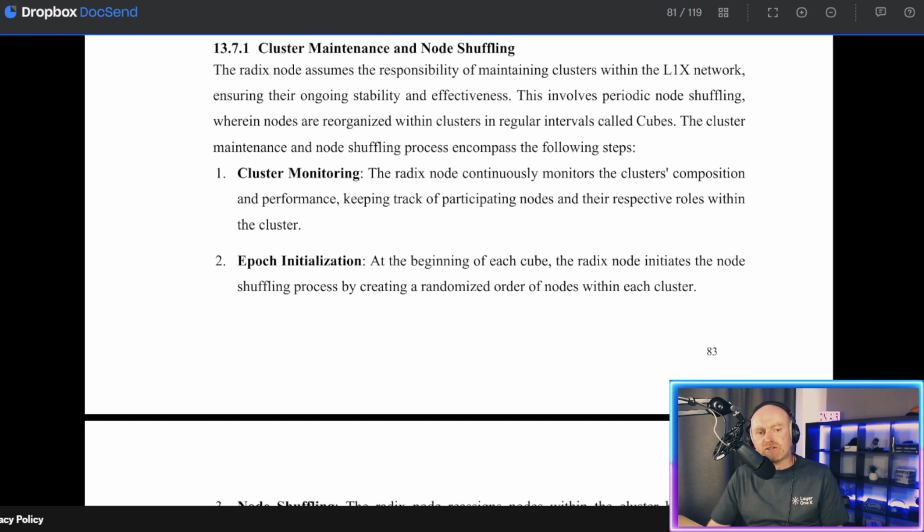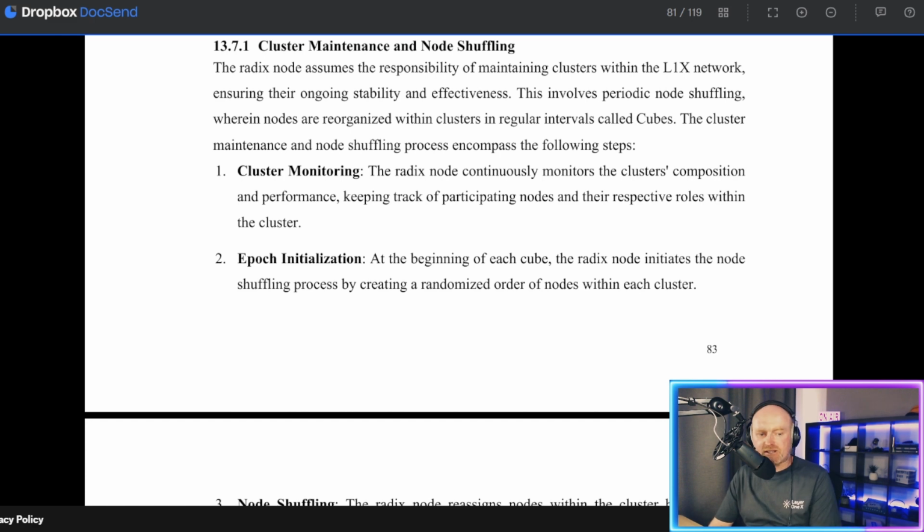13.7.1. Cluster maintenance and node shuffling. The Radix node assumes the responsibility of maintaining clusters within the L1X network, ensuring their ongoing stability and effectiveness. This involves periodic node shuffling, whereby nodes are reorganized within clusters at regular intervals called cubes. The cluster maintenance and node shuffling process encompasses the following steps. Cluster monitoring. The Radix node continuously monitors the cluster's composition and performance, keeping track of participating nodes and their respective roles within the cluster.